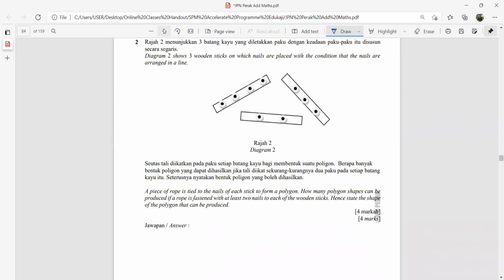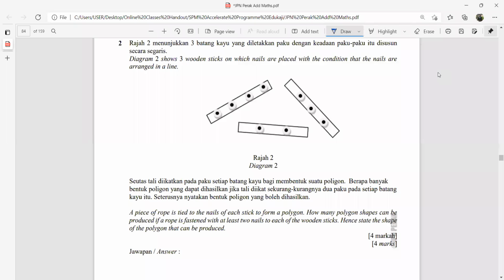Okay, this question I want you to see carefully. Diagram shows three wooden sticks on which nails are placed with the condition that the nails are arranged in a line. Three wooden sticks. So the thing is, a piece of rope is tied to the nails of each stick to form a polygon. How many polygon shapes can be produced if a rope is fastened with at least two nails to each of the wooden sticks? Hence, state the shape of the polygon that can be produced.